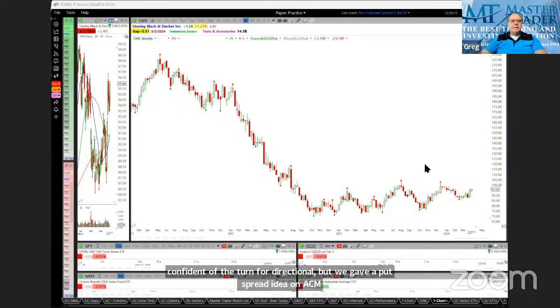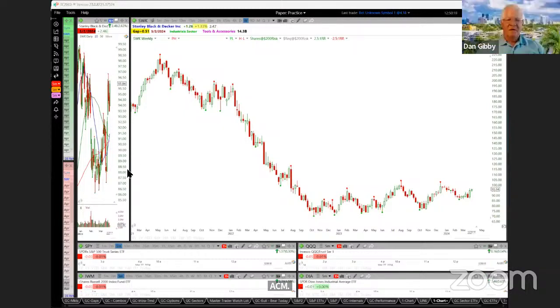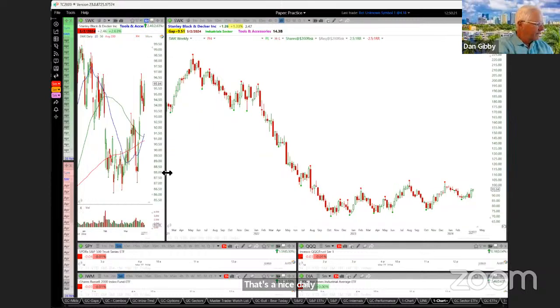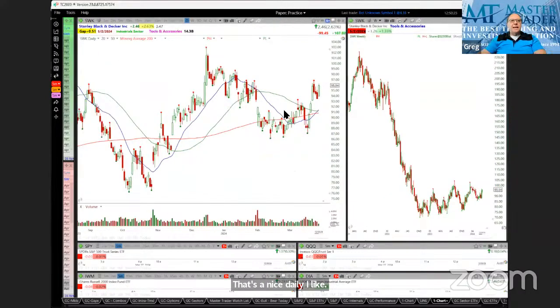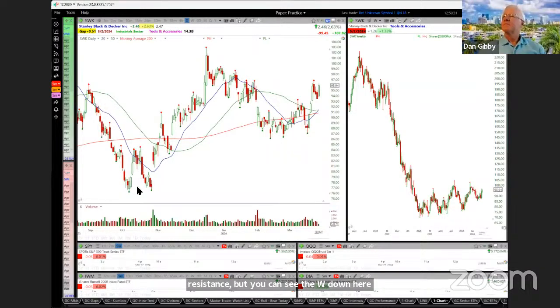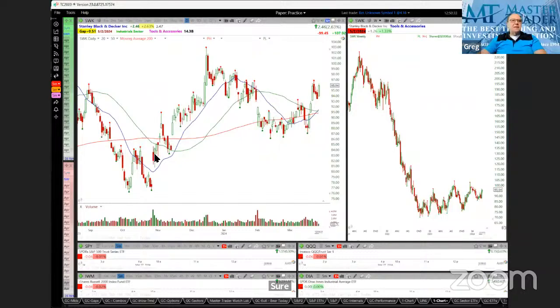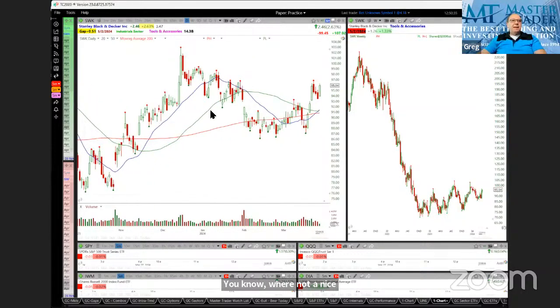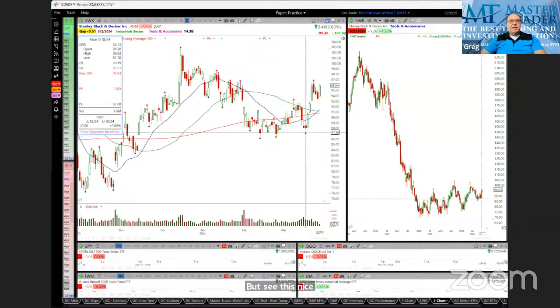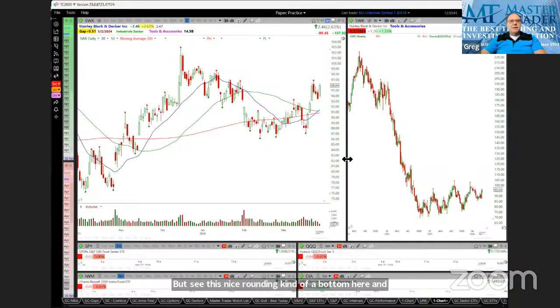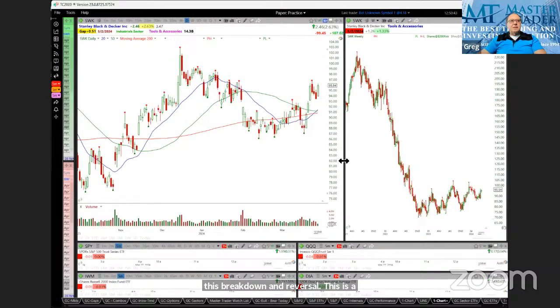I just got an alert on this one based on the daily chart. That's a nice daily. Well, that's a weekly. This is the daily. It's been consolidating at resistance, but you can see the W down here. Not a nice clean one, because it gapped up. But see this nice rounding bottom and this breakdown and reversal. This is a nice pattern suggesting it's going to go higher.